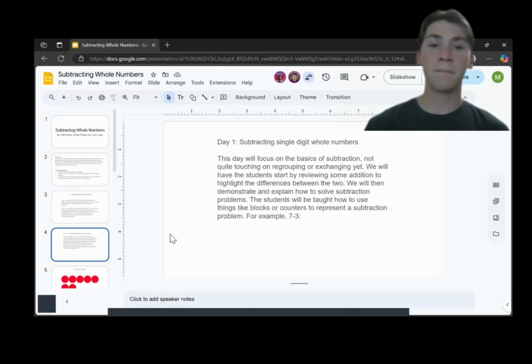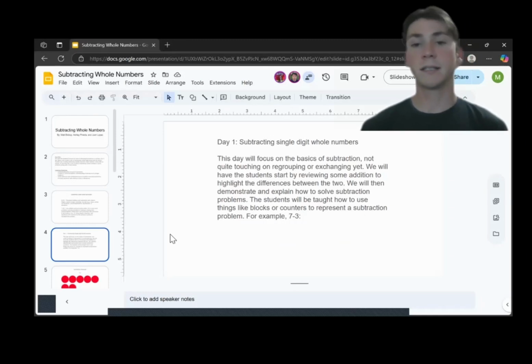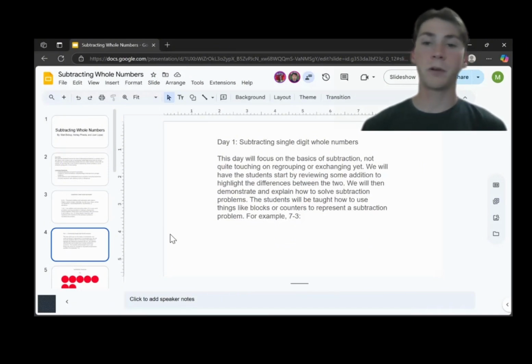On the first day, we will be subtracting single-digit whole numbers. This day will focus on the very basics of subtraction, not quite touching on regrouping or exchanging yet, as that will happen later when we get into double-digit and triple-digit numbers. We will have the students start by reviewing some addition to highlight the differences between addition and subtraction.